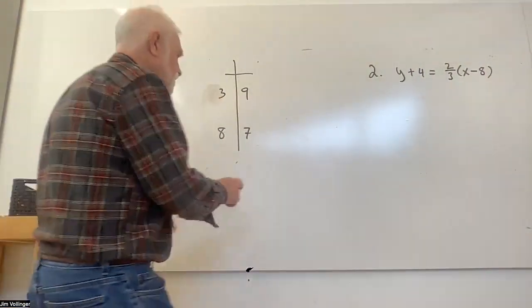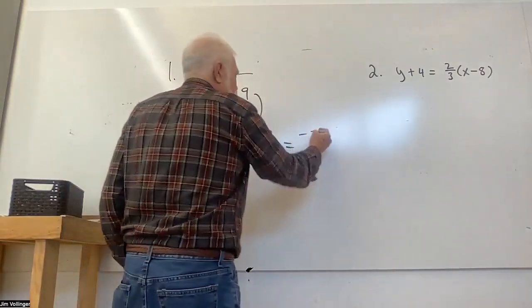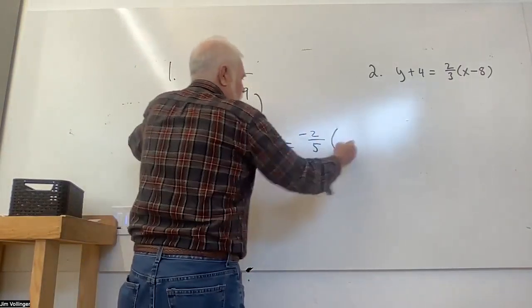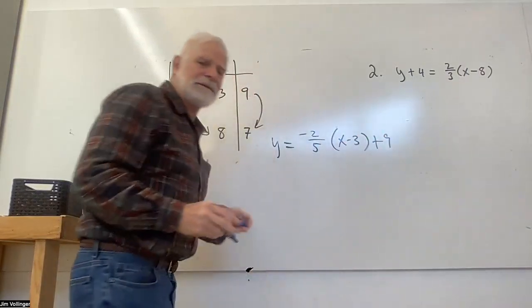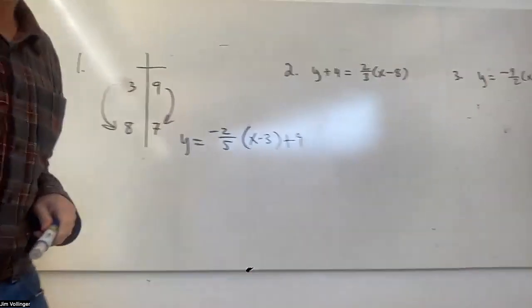All right, so let's get our y equals. I'm gonna look at the change in y, which is -2. I'm gonna look at the change in x, which is 5. I'm gonna get rid of the 3 because I don't want 3, I want 9. I'm done. Okay, that's just the mechanics, right in the equation below. Okay, next.